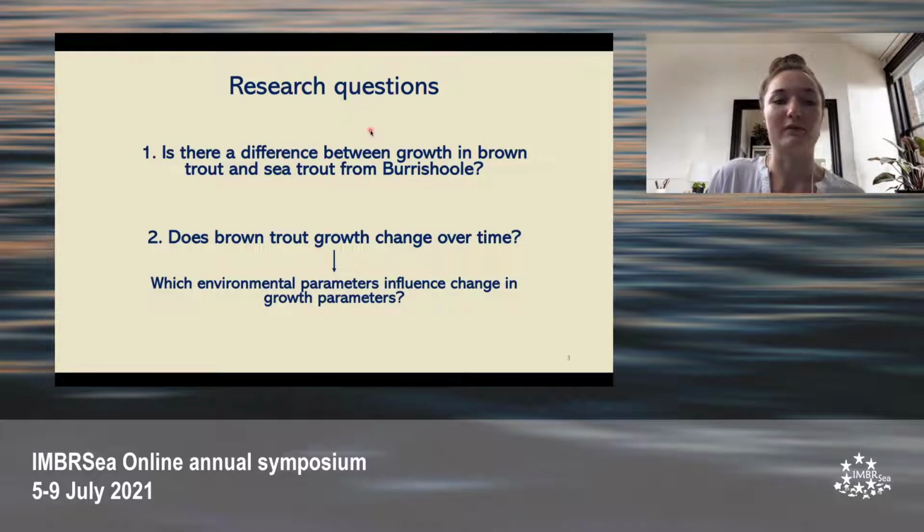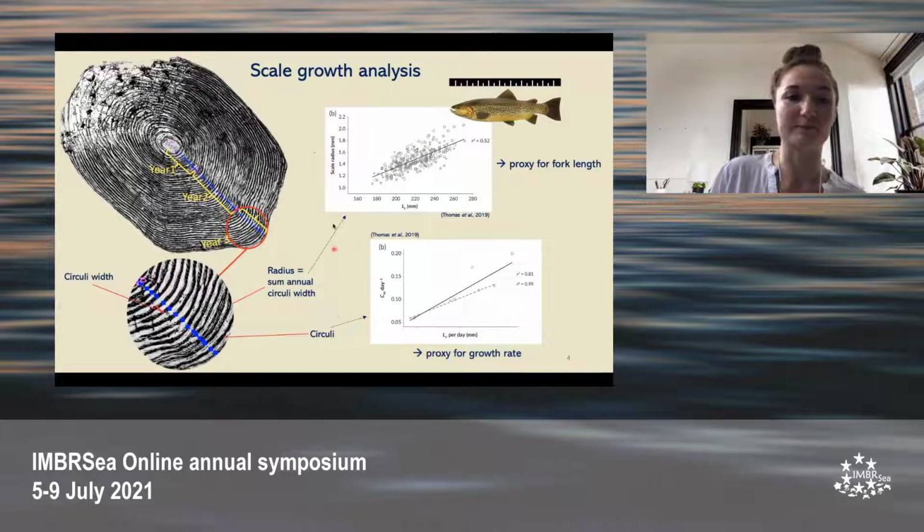Which brings me to my research questions. The first research question is whether there is a difference between brown trout and sea trout growth from Burrishoole. My second research question is, does brown trout, so only the resident trout, growth change over time, and which environmental parameters influence the change in these growth parameters?